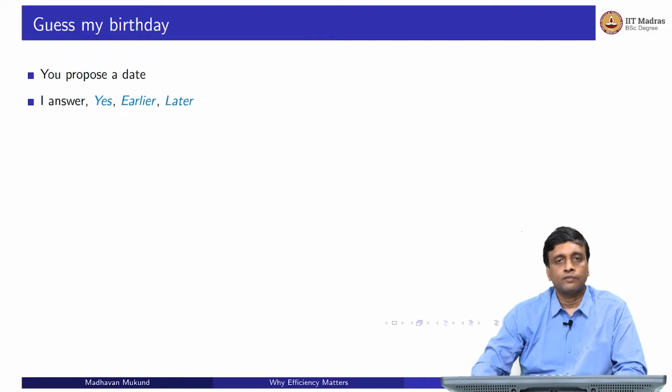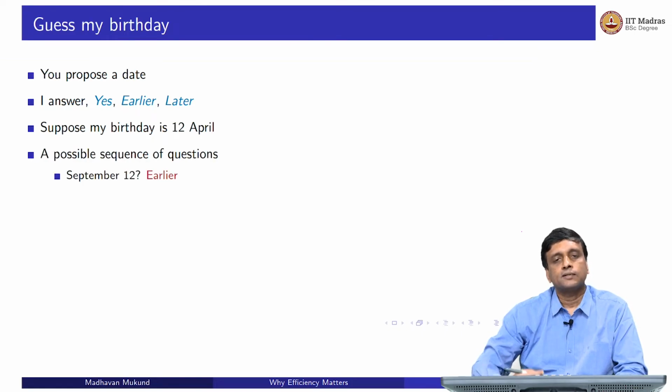So there are 365, or if you count leap years, 366 possibilities. I want you to figure out which one of them is my birthday. Okay. So let us suppose that my birthday is 12th of April. So you might ask, for instance, is it the 12th of September? And I would say, no, it is not, my birthday is earlier than that.